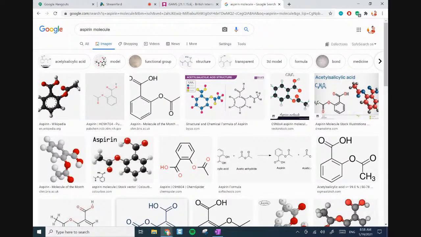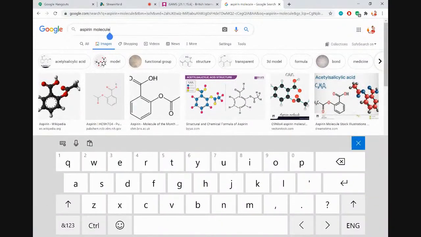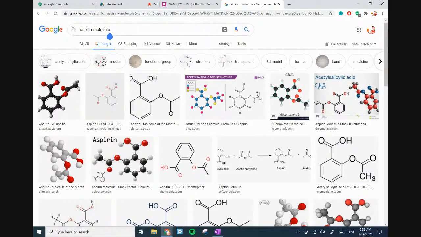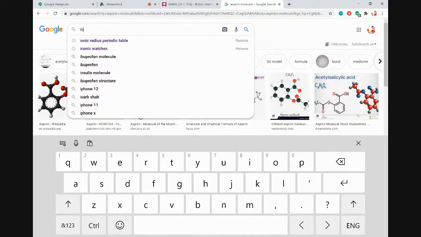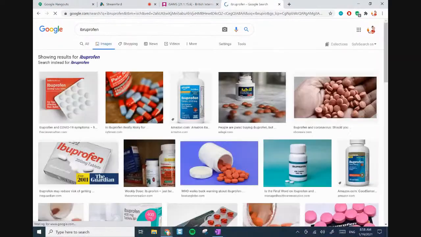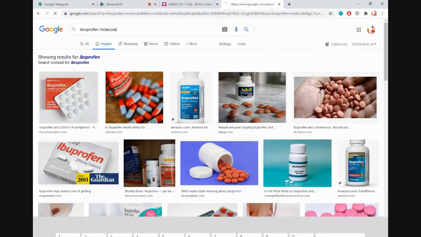The question is, is there any chirality? I don't think there is. There's no chirality. I should explain that really, but it's going to be easier. I know ibuprofen definitely is. Ibuprofen molecule.